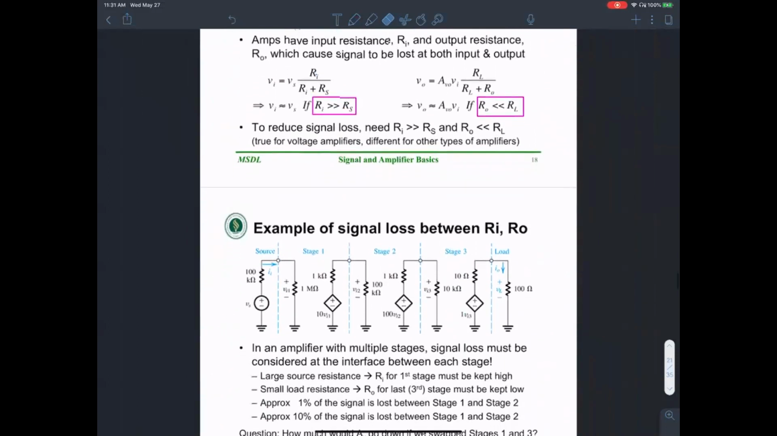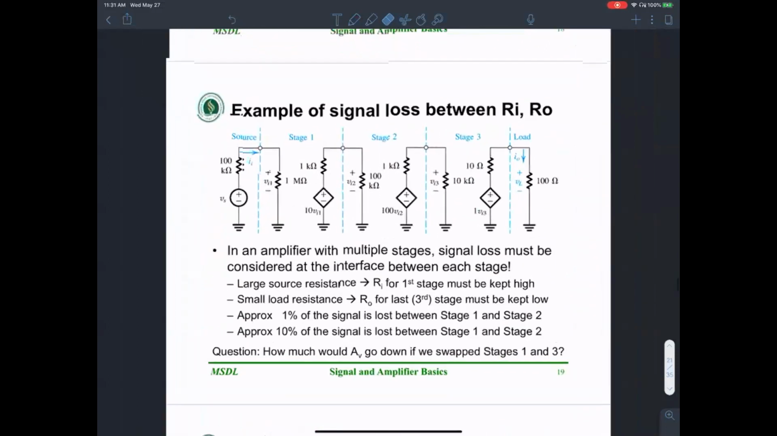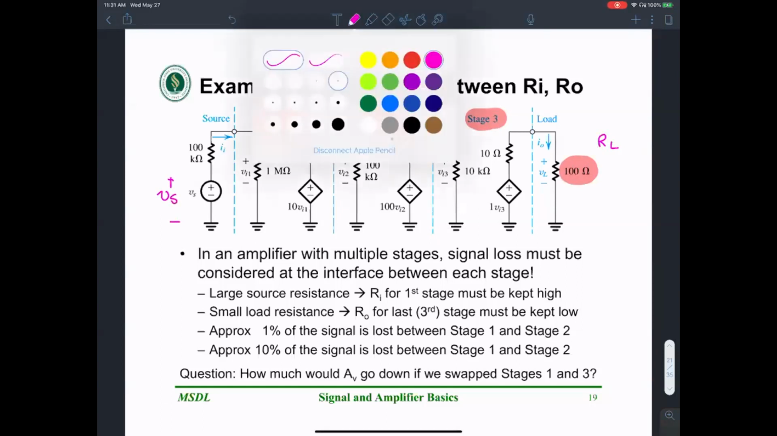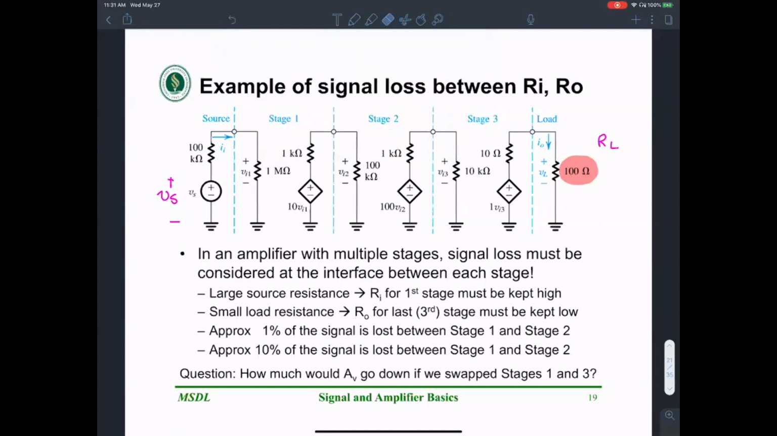Okay, here is an example of signal loss. There are a bunch of different stages: stage 1, stage 2, stage 3. This is the output load, RL, the eventual load resistance. And this is the source voltage that is applied, plus to negative. So this amplifier has 3 stages. Now I'm going to highlight the culprits here.